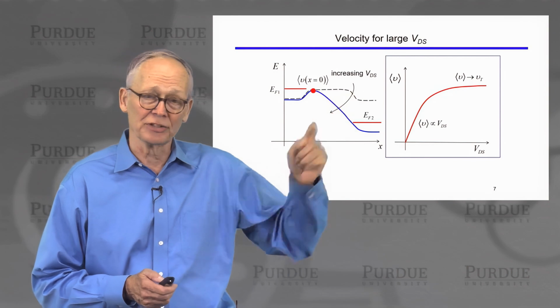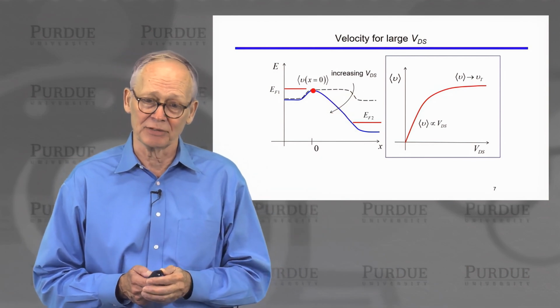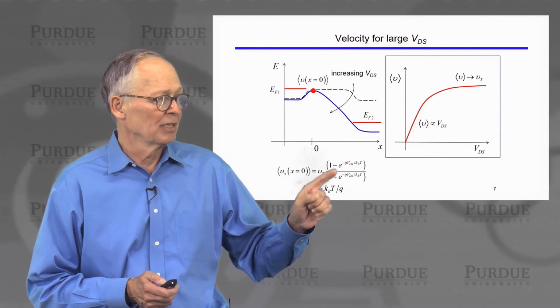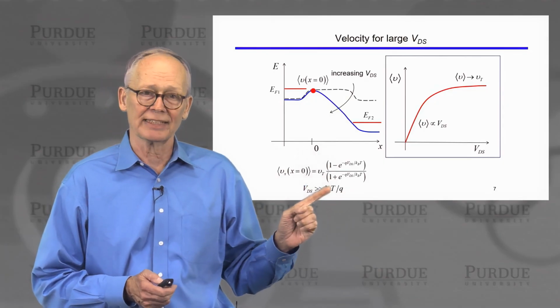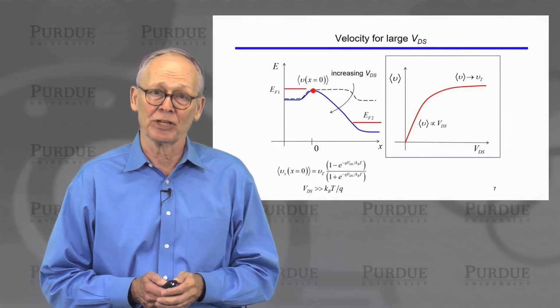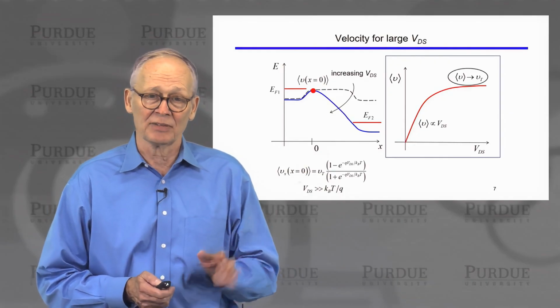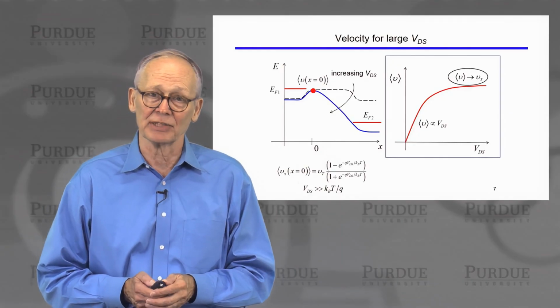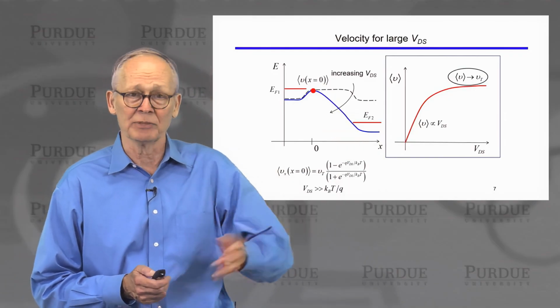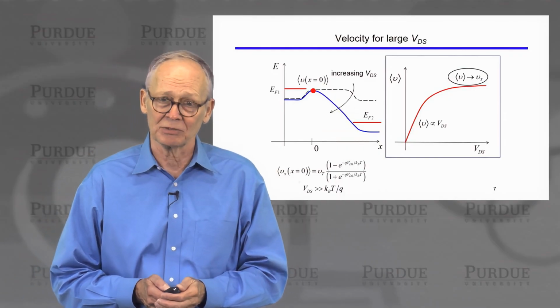Okay, now let's turn to the large voltage limit between the drain and the source. In this case, it's even easier. You can see that once the drain voltage gets above kT over q, these exponentials are going to become very small, and the velocity just saturates at the unidirectional thermal velocity. So that's easy to see, and in between we just smoothly go from one limit to the other limit.